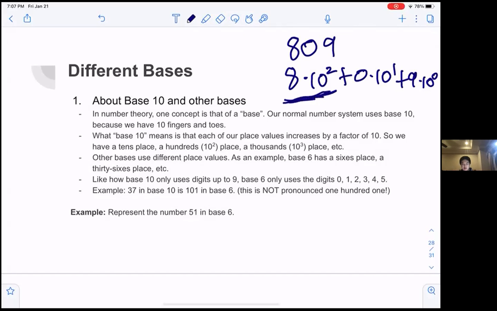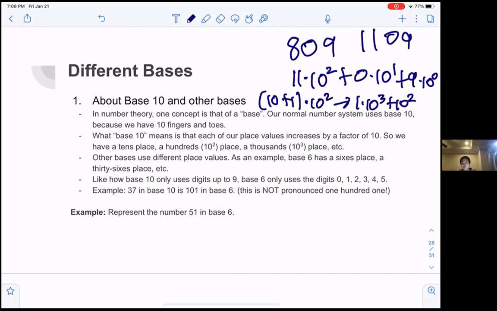where these digits, as I said, indicate what multiple of each power of 10 there are. And if this were something greater than 10, why is this not allowed? Because then this could just be 10 plus 1 times 10 squared, and it could go to 1 times 10 cubed plus 10 squared. And when we rewrite this, this will just be 1109, right? So this is why we restrict valid digits in a base to be less than the base.